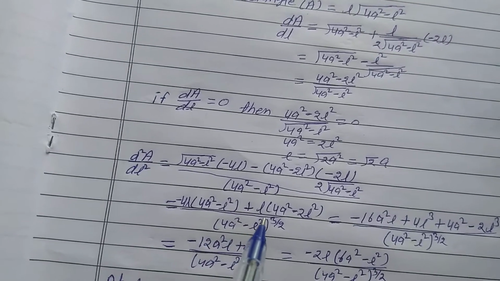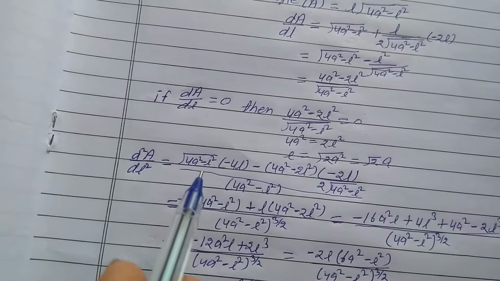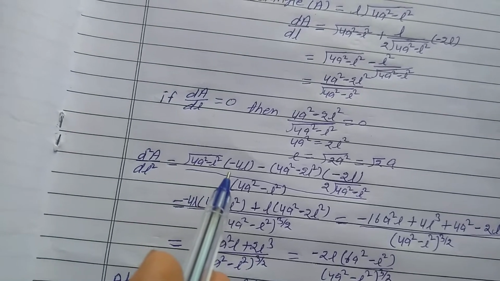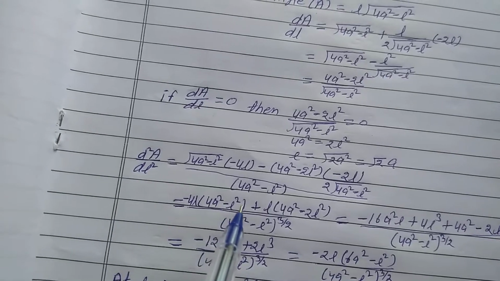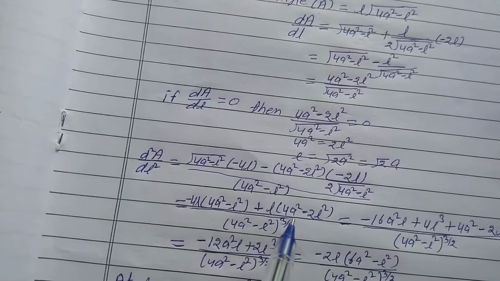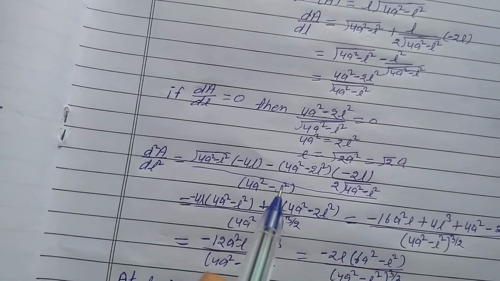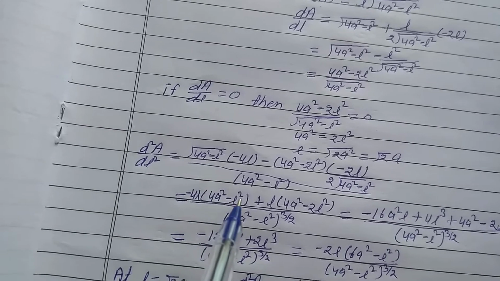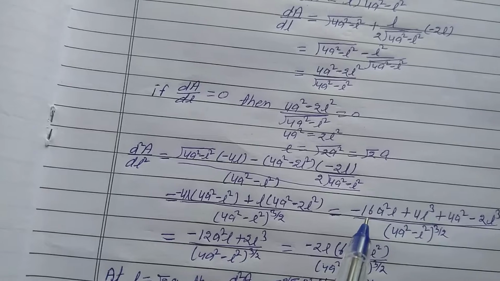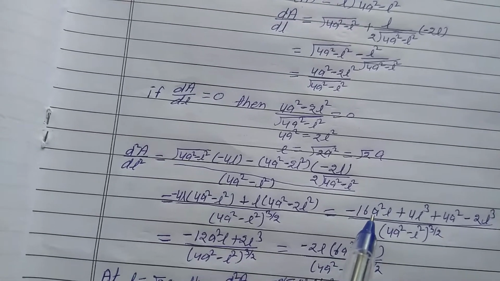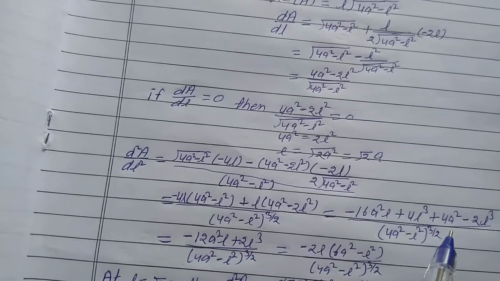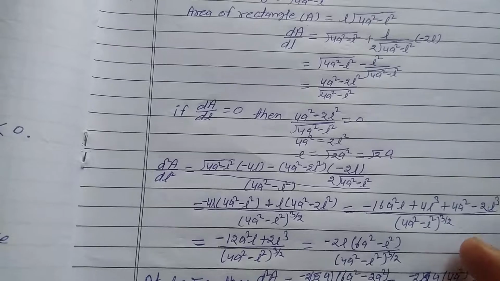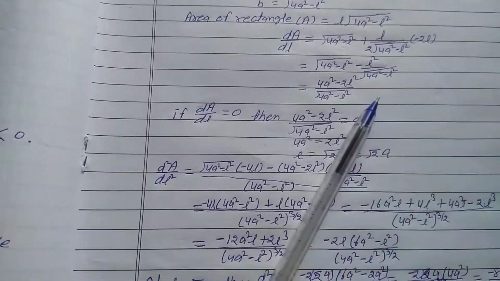So (4A square minus L square) power of 3 by 2 in the denominator, and this multiplied with this, root of 4A square minus L square multiplied by root of 4A square minus L square, is equal to bracket of 4A square minus L square, and minus 4L is as it is, and here minus into minus is plus, so L bracket of 4A square minus 2L square minus 4L multiplied inside the bracket, and L multiplied inside, so minus 16A square L plus 4L cube plus 4A square L minus 2L cube.